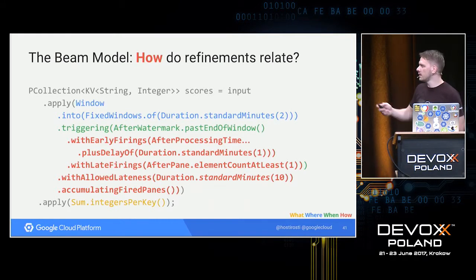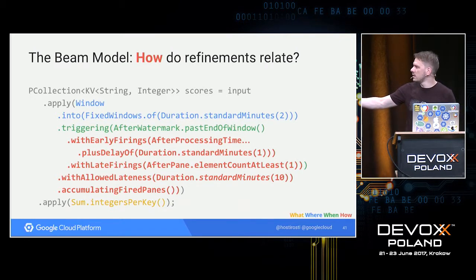So one of the things I'm doing in here is I add early firings. The early firings allow me to give an estimate result of my window before the window watermark has passed. In this case, I'm using the processing time, so from the time the window has started, and then every minute basically, I'm emitting an estimate result. So this is for my estimates.